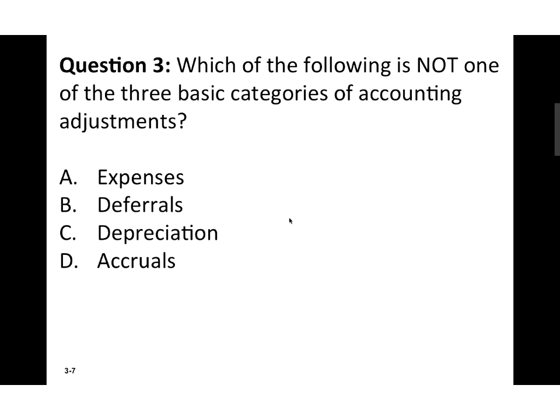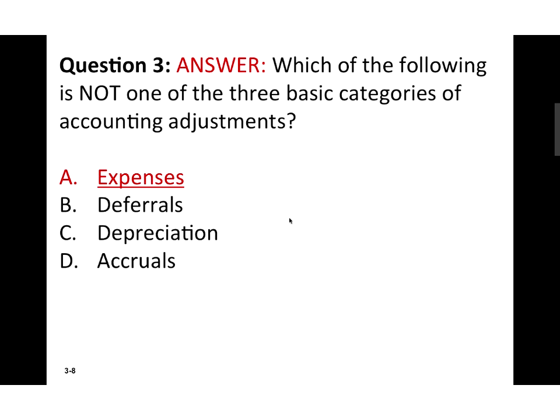Okay, so this question that's up, which of the following is not one of the three basic categories of accounting adjustments? This was at the end of class on Monday. We're going to have it open for about another 10 seconds. And the answer there is expenses. The three categories of adjustments are deferrals, depreciation, and accruals. We're going to do some homework problems today where we do some of those adjusting entries. So we're going to go to short exercise 3.7 now.